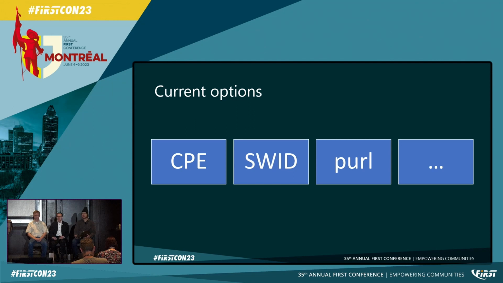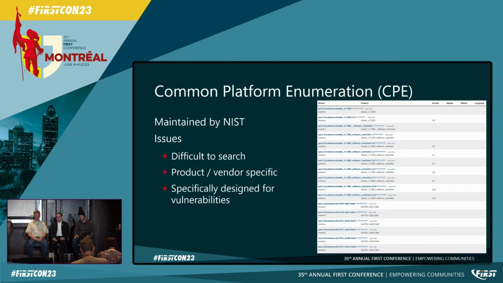There are a few current options here. We all know CPE, we know Schmidt and Proell, but just so that you can all follow along, we will show the options and some issues they have. There is CPE. It's currently maintained by NIST. It has some issues there. It's difficult to search. It works very well for some vendors, but it's really vendor and product specific whether it works or doesn't. If you have firmware, it is hard to create a CPE for a firmware that is attached to one or different products.